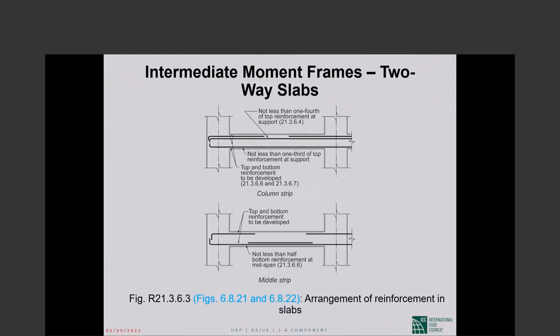Additional detailing requirements. We are talking about intermediate moment frames consisting of flat plates and columns. So this is the column strip of the slab. Not less than 1/4 of the top reinforcement at the support must be continuous. And when we say at the support, it is the larger amount at the two supports. Not less than 1/4 of the top reinforcement at the support must be continuous through the top.